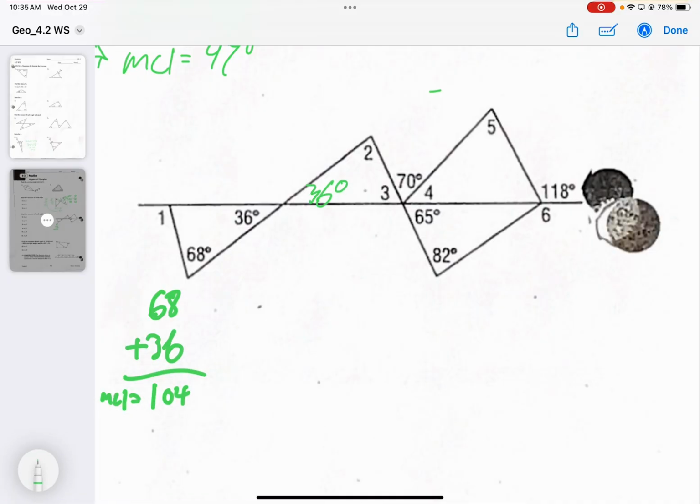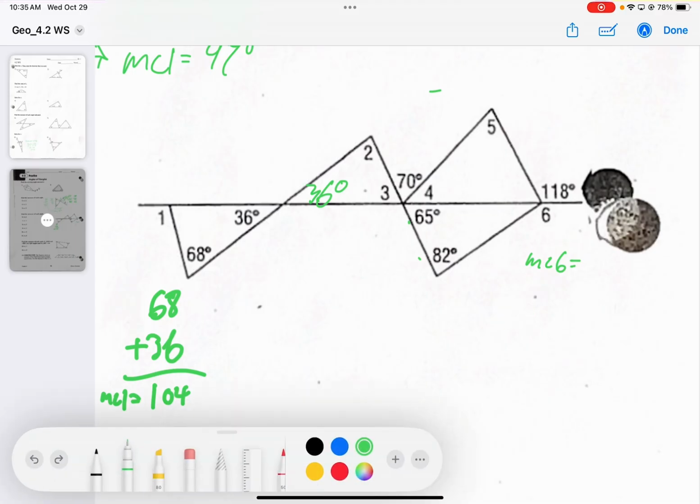And then from there, you could do something like find the measure of angle 6. You'd have to add together these values right here. So 65, let's do it right in line. 65 plus 82, which is going to give me 147, I think. So the measure of angle 6 is 147. All right.